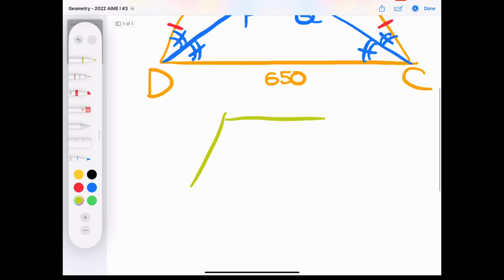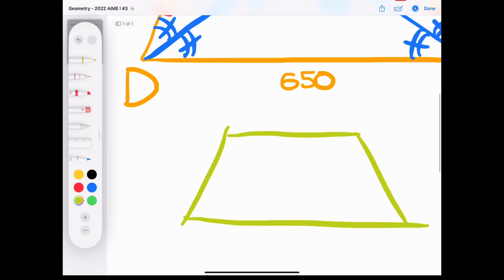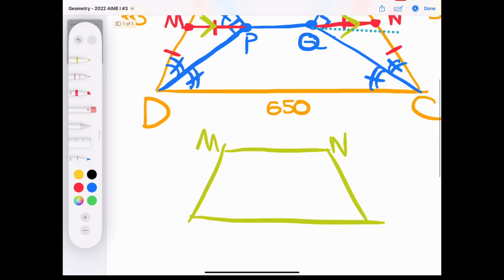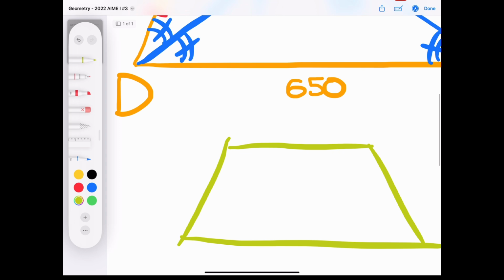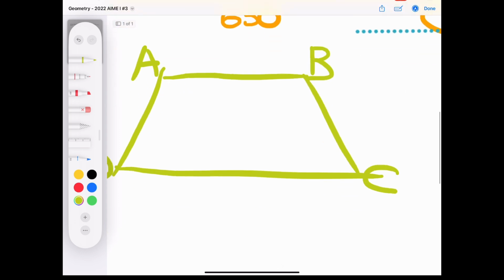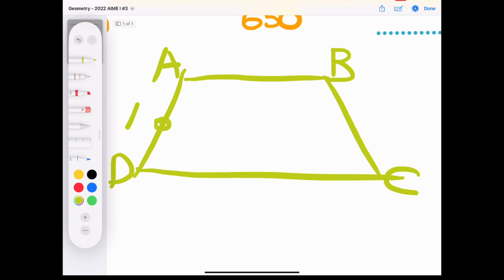And finally, I'm going to make one drawing down here, because M and N are midpoints of sides AD and BC of the trapezoid ABCD with bases AB and CD, right? So MN will be the midline of this trapezoid, and so we know that MN will be parallel to AB and CD, with line MN occurring halfway between AB and CD.